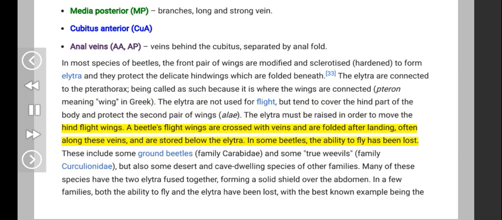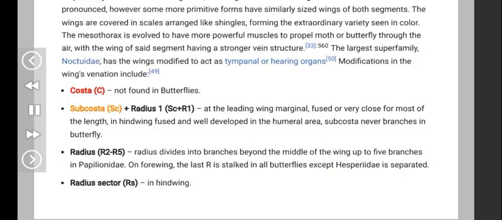A beetle's flight wings are crossed with veins and are folded after landing, often along these veins, and are stored below the elytra. In some beetles, the ability to fly has been lost. These include some ground beetles, family Carabidae, and some true weevils, family Curculionidae, but also some desert and cave-dwelling species of other families. Many of these species have the two elytra fused together, forming a solid shield over the abdomen. In a few families, both the ability to fly and the elytra have been lost, with the best known example being the glowworms of the family Phengodidae, in which the females are larviform throughout their lives.